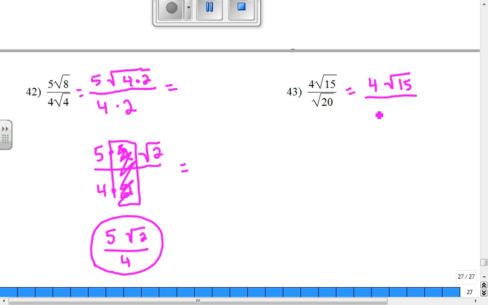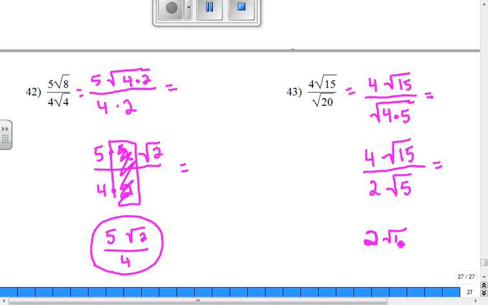Okay, can we simplify the square root of 20? Yes. 4 times 5 is 20. So we have 4 times the square root of 15 over the square root of 4, which is 2, times the square root of 5. 4 divided by 2 is 2. We have 2 times the square root of 15 over the square root of 5.